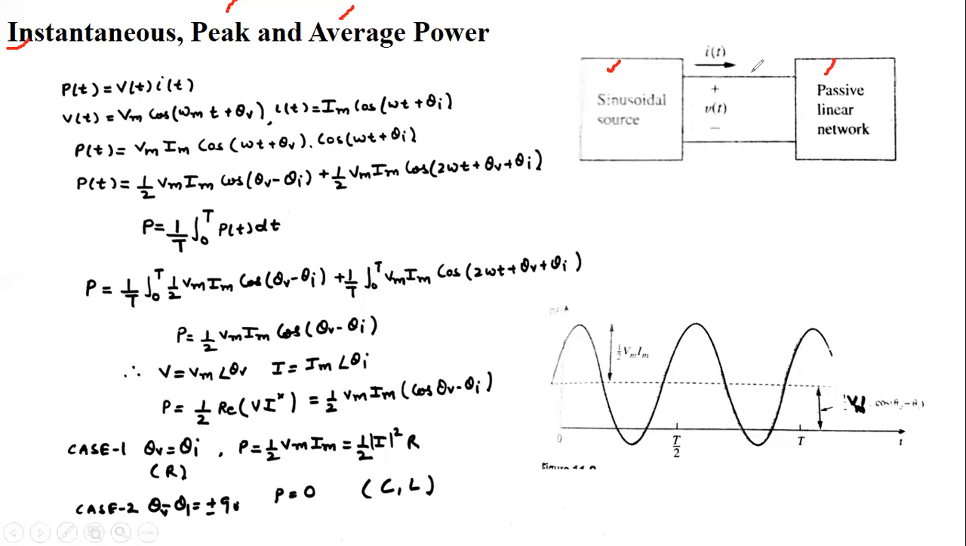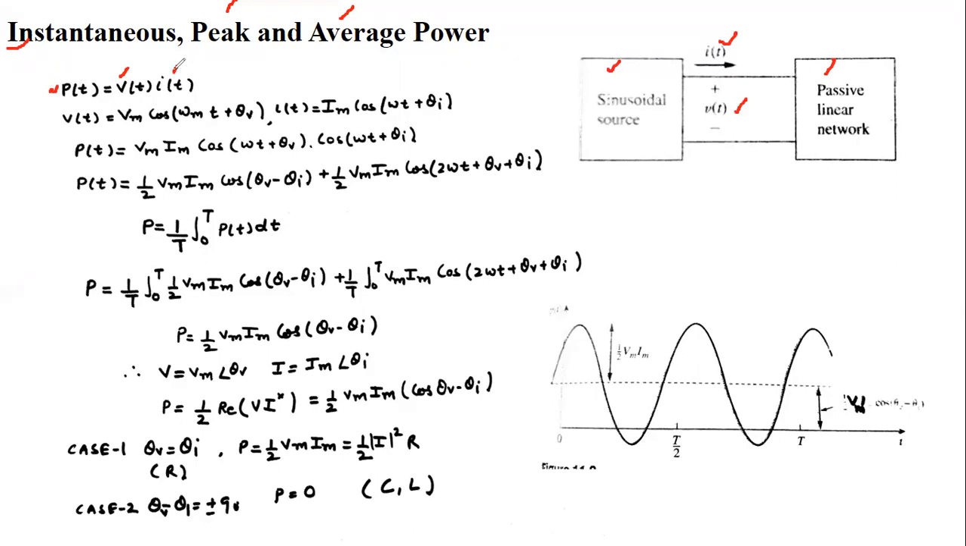If the voltage in the circuit is v(t) and the current flow is i(t), then the power provided by the sinusoidal source, p(t), is equal to v(t) times i(t). Instantaneous power means power at any instant, and power at any instant is equal to the voltage at that instant multiplied by the current at that instant.